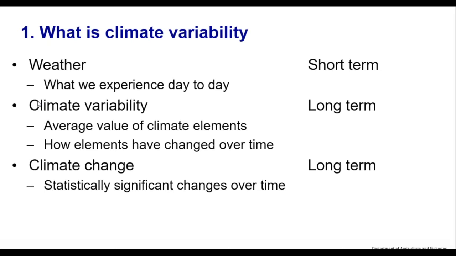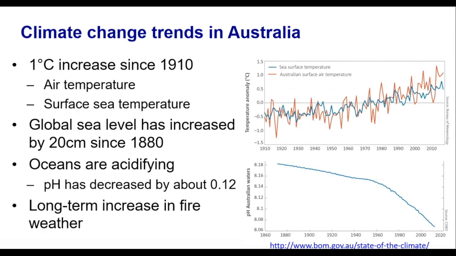how those things have changed over time. Whereas climate change is more within a framework of statistically significant changes over time, whether it be temperature or any of those other elements that we mentioned previously, or other ones altogether. And it's also a long-term thing. So climate change, summarizing, is basically very similar to climate variability, but with that undertone of a statistically significant change.